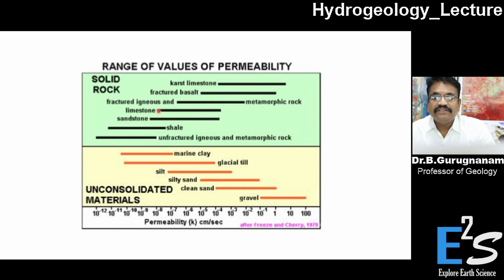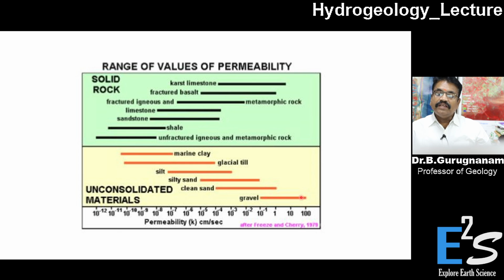Limestone is between 10 to the power of minus 8 to 10 to the power of minus 3. In sandstone, it is about 10 to the power of minus 8 to 10 to the power of minus 3. In shale, it is about 10 to the power of minus 11 to 10 to the power of minus 7. In unfractured igneous and metamorphic rocks, it is between 10 to the power of minus 2 and 10 to the power of minus 8. In marine clay, it is between 10 to the power of minus 7 to 10 to the power of minus 11. Glacial till is between 10 to the power of minus 4 to 10 to the power of minus 10. In silt, it is between 10 to the power of minus 3 to 10 to the power of minus 7. In silty sand, it is between 10 to the power of minus 5 to 10 to the power of minus 1. Clean sand is between 10 to the power of minus 4 to 1. And in gravel, it is between 10 to the power of minus 1 to 100.